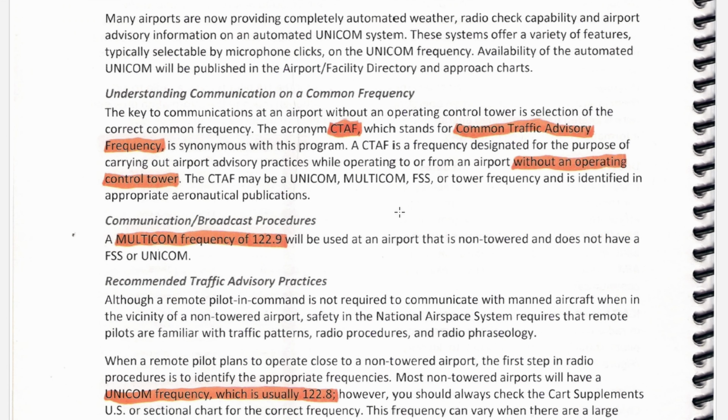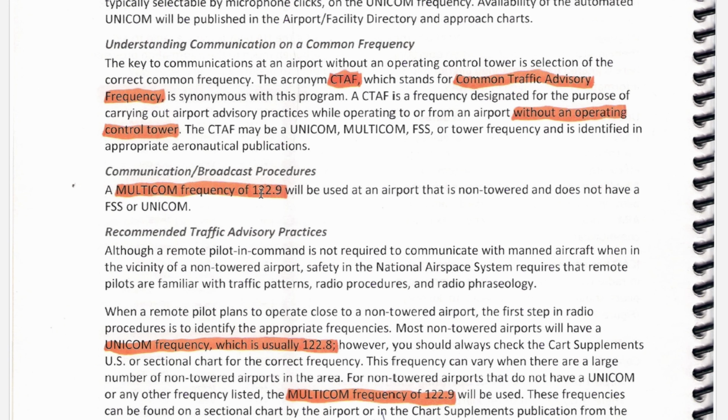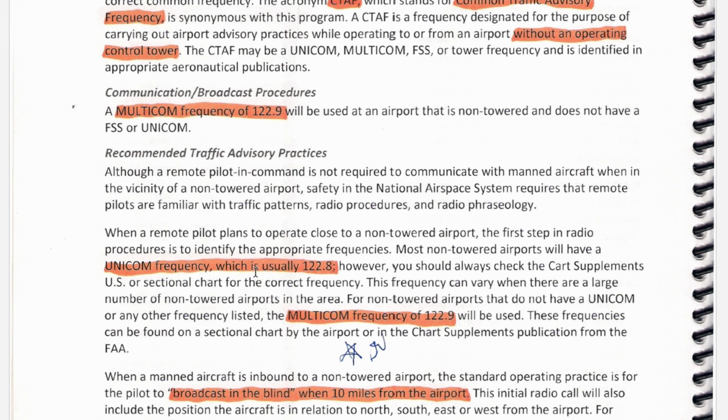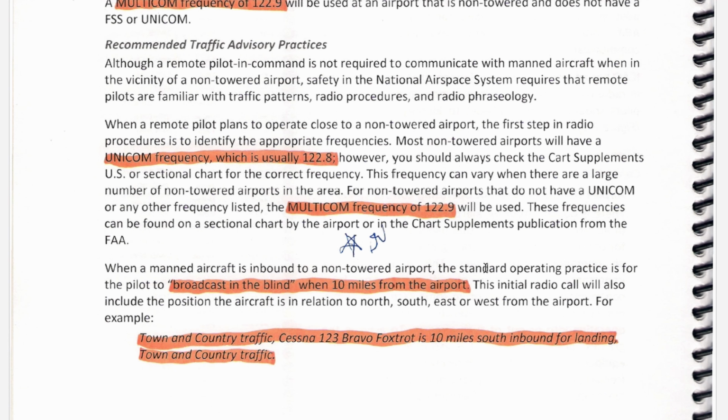So okay, your CTAF, Common Traffic Advisory Frequency. There was a question on the test about this. If there's not a frequency listed on the sectional for a tower, what frequency should you listen to? Multicom is 122.9. You might want to remember that frequency. Okay, and Unicom is 122.8. That was a test question.